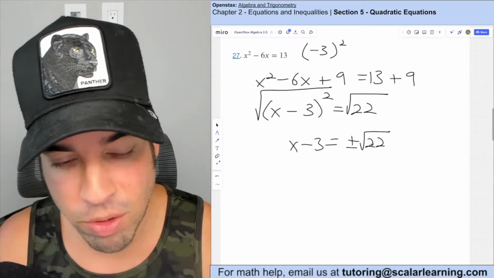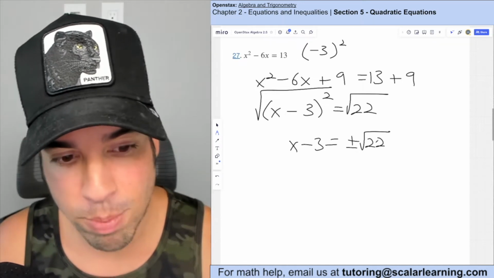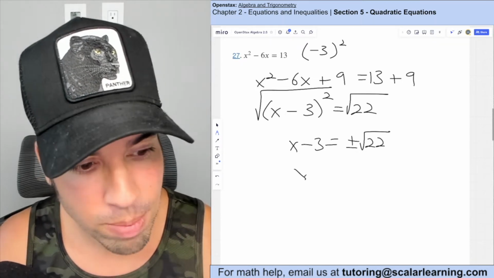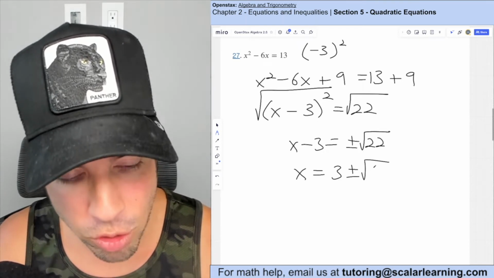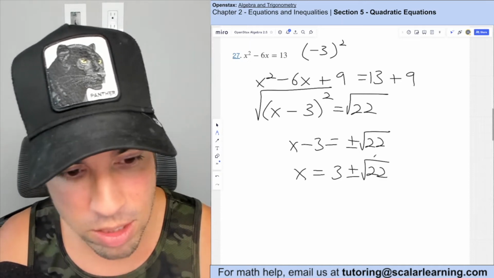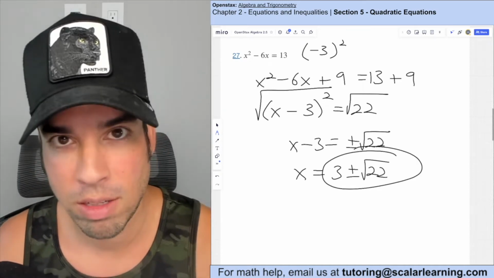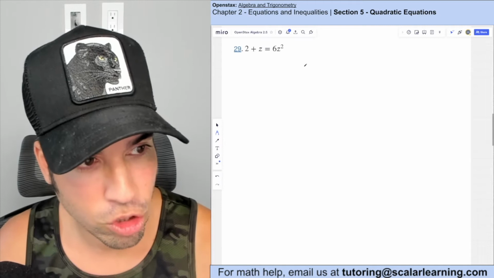Now this is not a perfect square, so we kind of have to leave it as plus or minus square root of 22. Last step was we add 3 to both sides, and we get 3 plus or minus square root of 22. That encapsulates both solutions. Done. First, I'm going to start by putting the 2 alone.